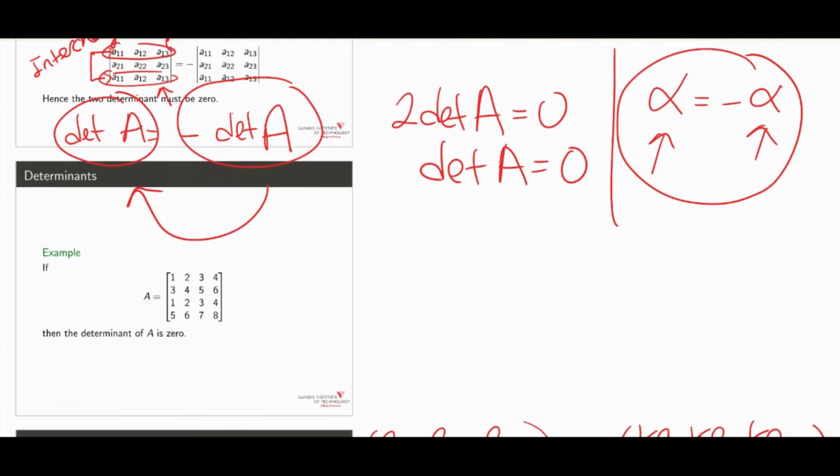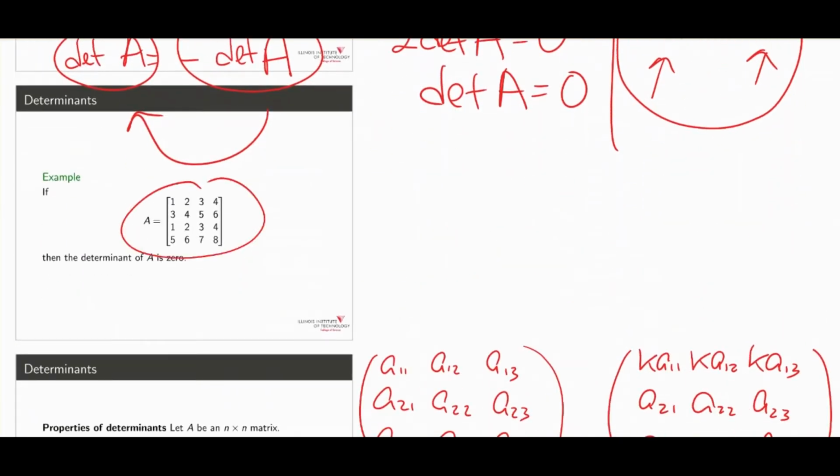Now, if you look at this particular example here, you can see that because this row right here and this row right here are identical, immediately you would know that the determinant for this matrix is 0.